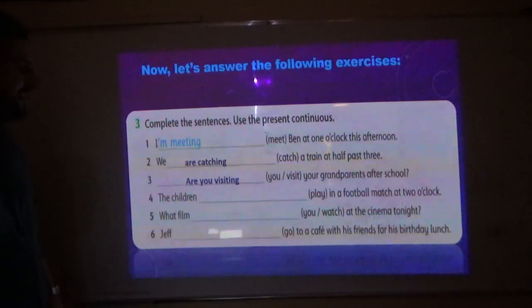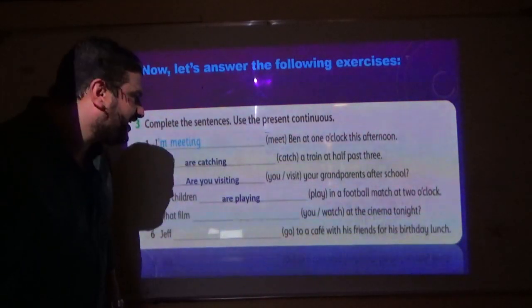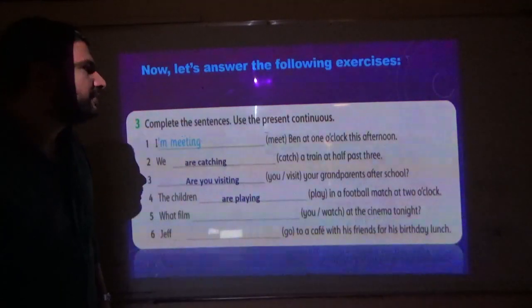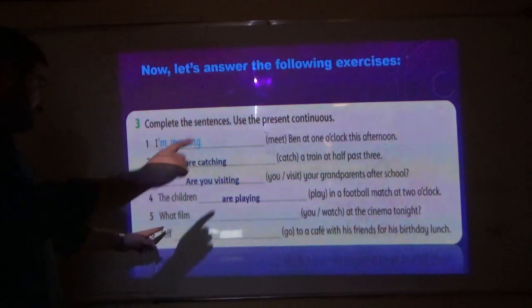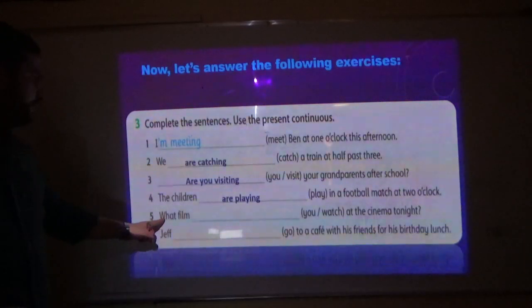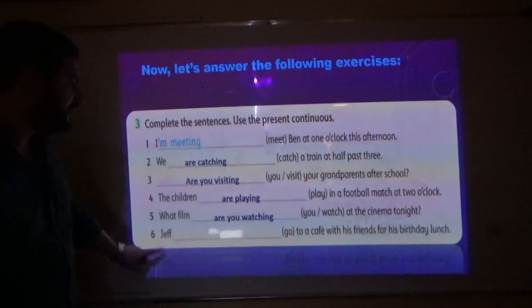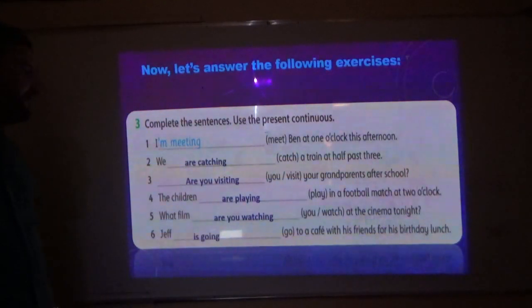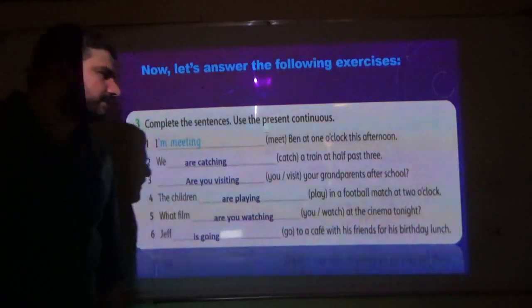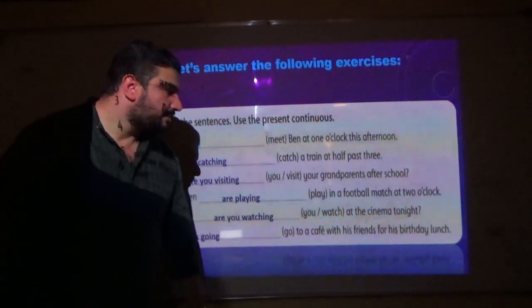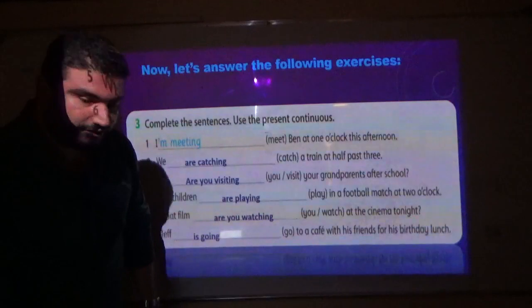The children are playing in a football match at 2 o'clock. It is arranged because the time is defined here. What film are you watching at the cinema tonight? Jeff is going to a cafe with his friends for his birthday lunch.